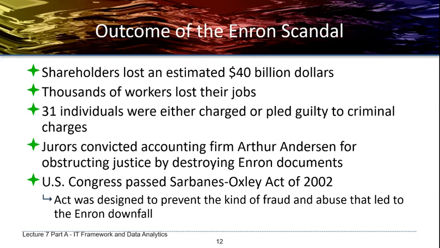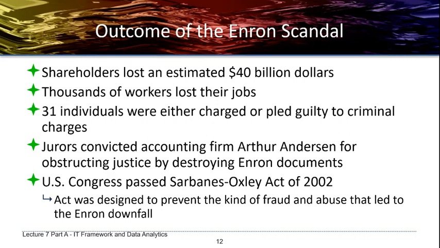So what happened? The Enron scandal is out. What is the outcome of the Enron scandal? Their shareholders lost an estimated $400 billion, a huge amount of money. Thousands of workers lost their jobs. Actually, I can't remember, it's 26,000 or 45,000 employees who lost their jobs. 31 individuals were either charged or pleaded guilty to criminal charges. The judiciary convicted the accounting firm Arthur Andersen for obstructing justice by destroying Enron's documents. So this was alarming. 26,000 employees lost their jobs.